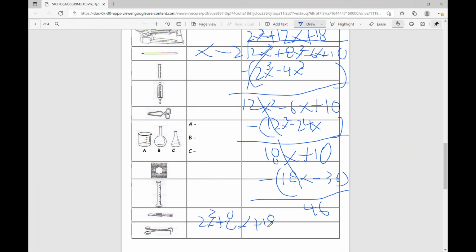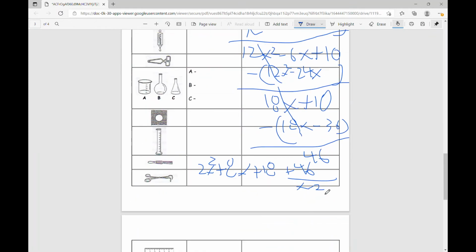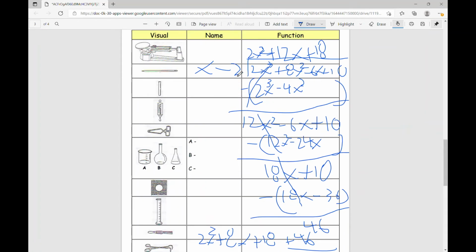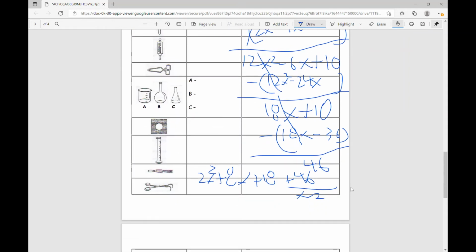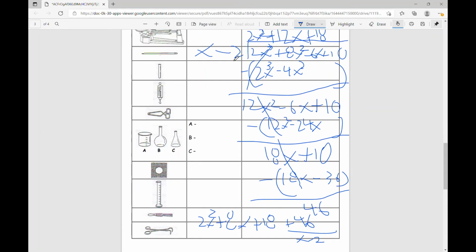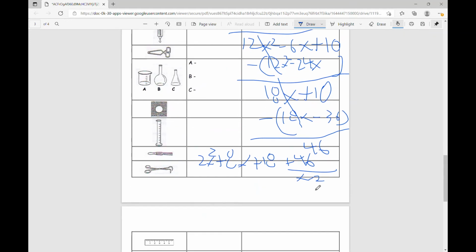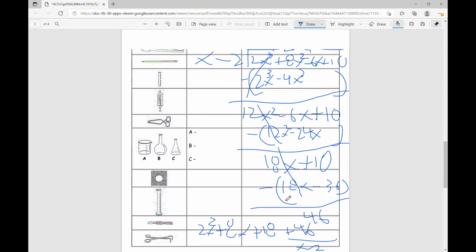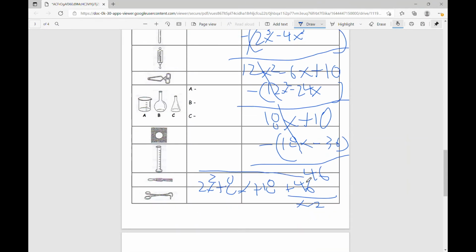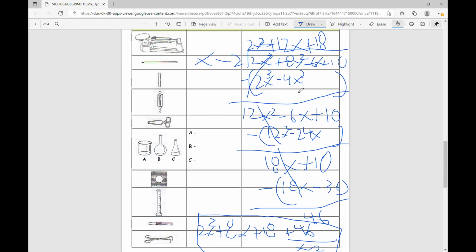And now how would we write our remainder? We would write our remainder as 46 divided by what we tried to divide it by, x minus 2. So whenever you get a remainder, you have to write it as a fraction. The remainder goes in the numerator, and what you tried to divide it by, the divisor, x minus 2 in this case, would go on the bottom. And that's how our answer would look. So that is our answer for that problem.